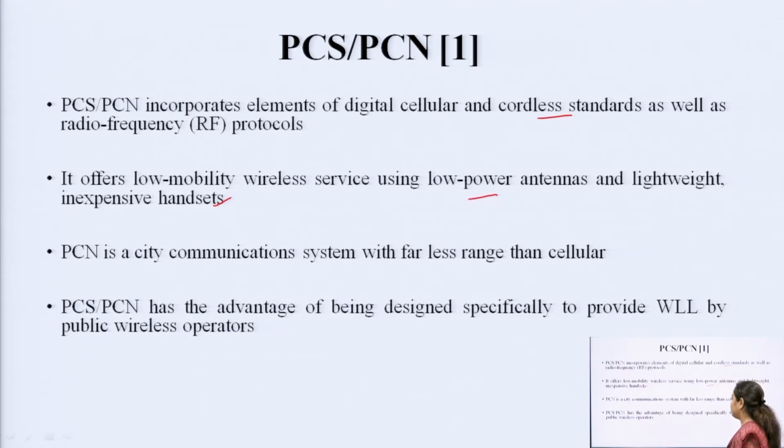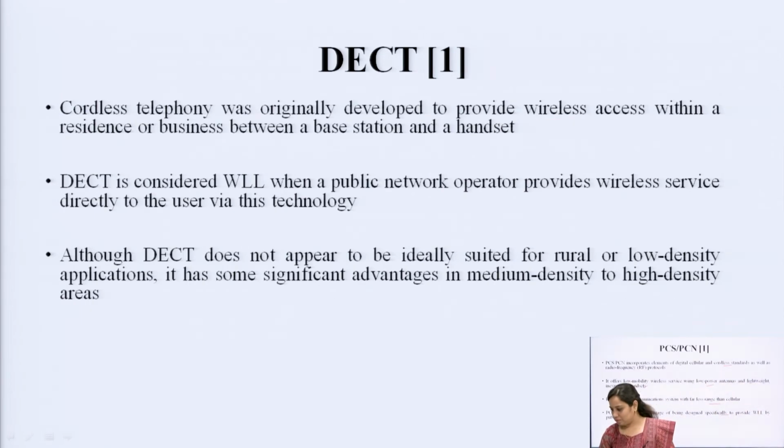PCN is a city communication system with far less range than cellular, which means the transmission of the signal to different areas is done to a limited range, the range for which the communication is set up is limited. Now, PCS or PCN has an advantage of having been designed specifically to provide WLL by public wireless operators.